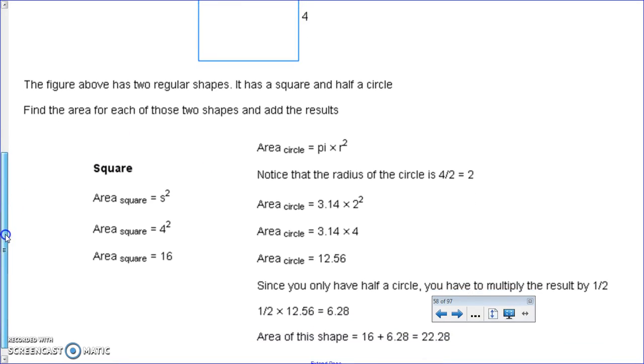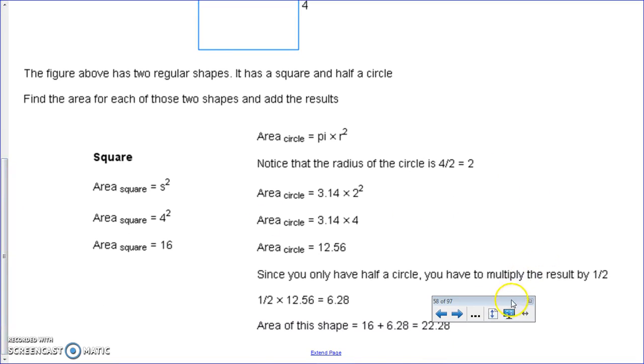Since you only have half a circle, you have to multiply the result by 1/2, or as we're more familiar with, you divide the area in half. So 12.56 divided by 2 equals 6 and 28/100ths. So you add that to the 16, and you get a total area of this shape of 22 and 28/100ths units squared.